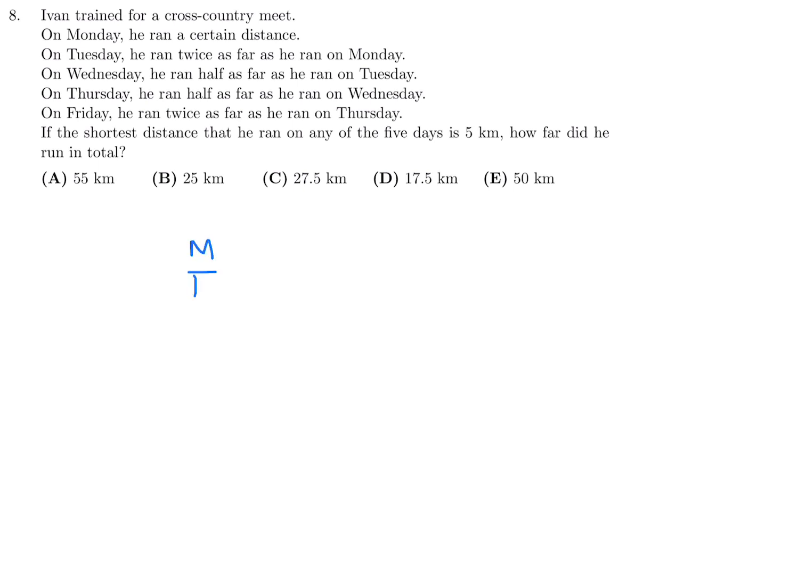Monday, Tuesday, Wednesday, Thursday, and Friday. Monday, he ran a certain distance. Let's call that X. Tuesday, he ran twice as far, so 2X. Wednesday, he ran half as far as the previous day, so that's X. Thursday, he ran half as far as the previous day, so X over 2. And finally, Friday, he ran twice as far as the previous day, so now we're back to X. So the total is what we have to figure out. So this looks like 1, 2, 3, 4, 5, 5.5X.